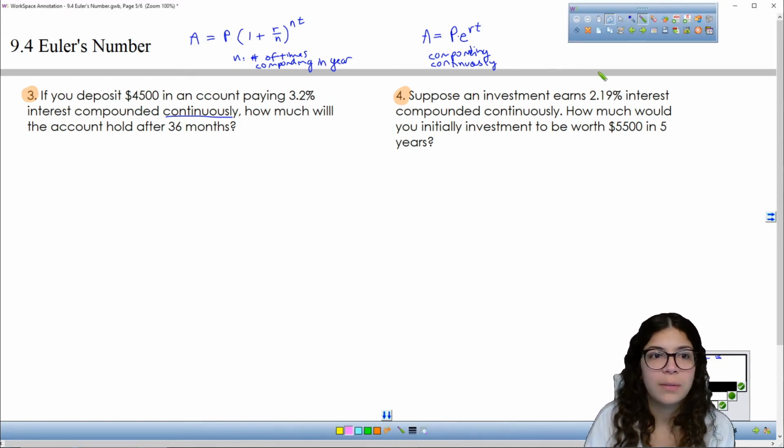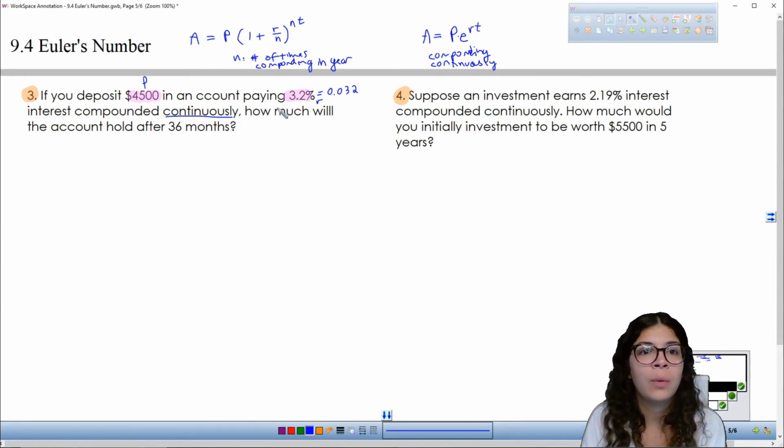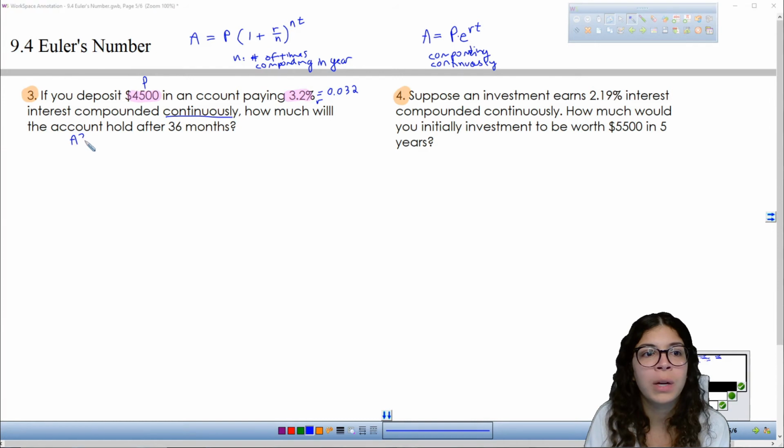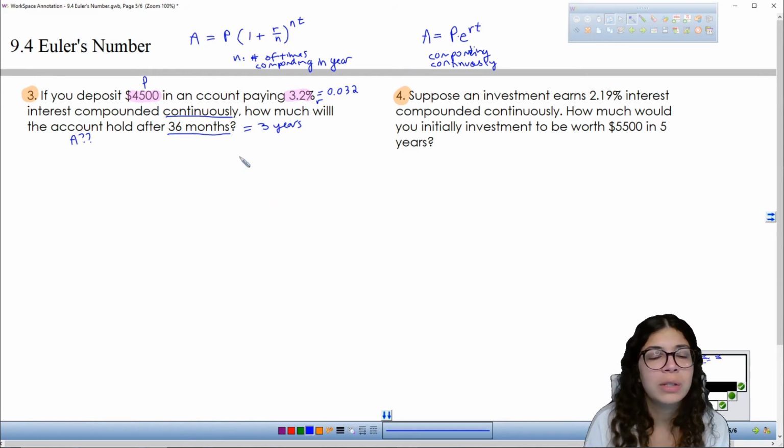So what information did they give us? They told us that you deposit this amount of money in the account. So that's your P, your initial amount that you invested. They tell you that they're paying this percent interest, so as a decimal, that would be 0.032, and that is your rate R. You're compounding continuously, so that tells you which formula you need to use. They're asking you how much money you will have in the account, so you're looking for A, if you invest for 36 months, which would be 3 years. Remember, in these two formulas, T is time specifically in years. So 36 months is 3 years, so that gives us T.